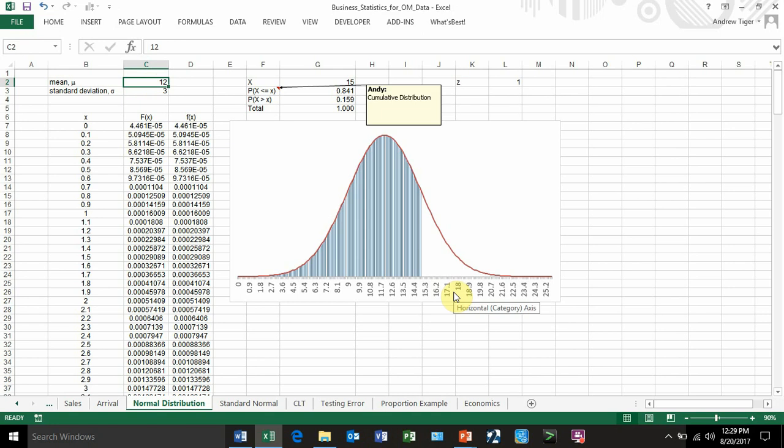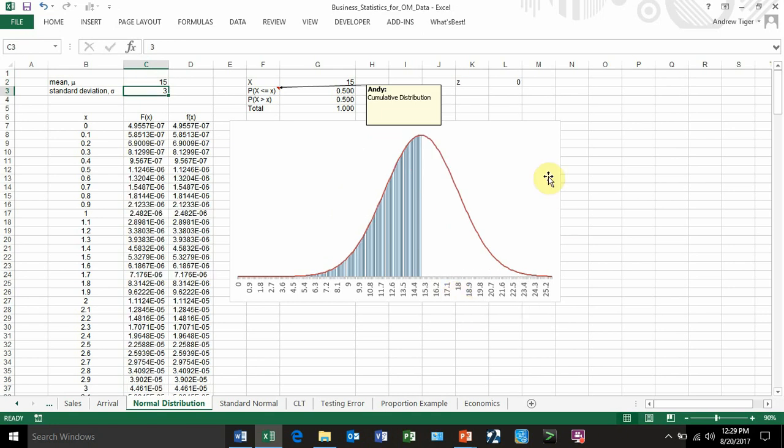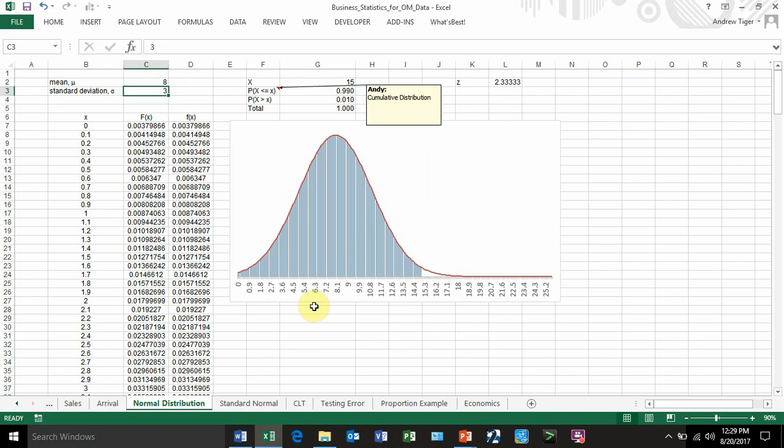So if I center this at 15, it would now be centered here. If I center it at 8, it moves it. All that the mean does is tell us where the center is. The standard deviation tells us how much variability is in the system.